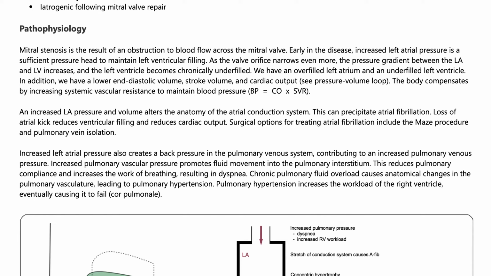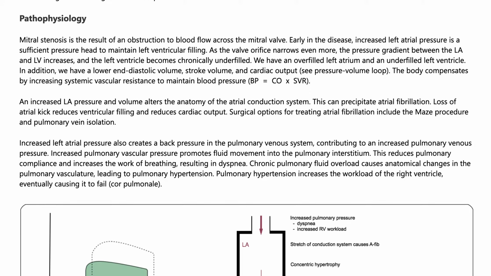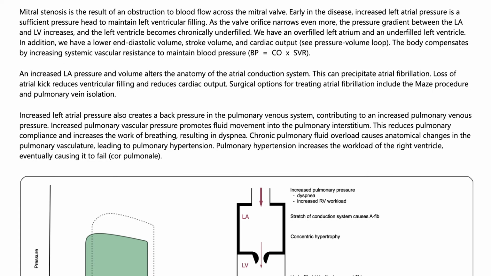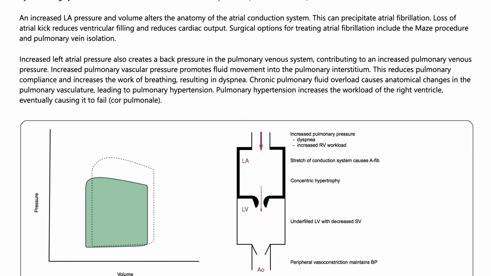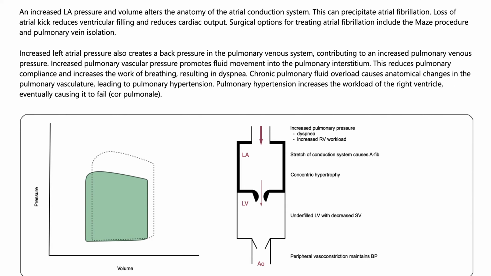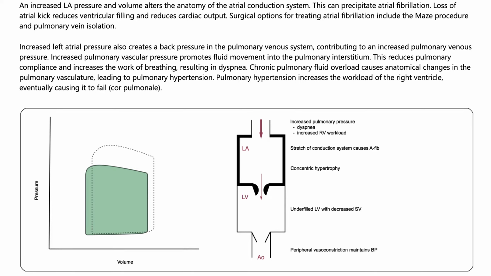See the pressure volume loop. The body compensates by increasing systemic vascular resistance to maintain blood pressure. Again, blood pressure equals cardiac output times systemic vascular resistance. An increase in left atrial pressure and volume alters the anatomy of the atrial conduction system. This can precipitate atrial fibrillation. Loss of atrial kick reduces ventricular filling and reduces cardiac output.